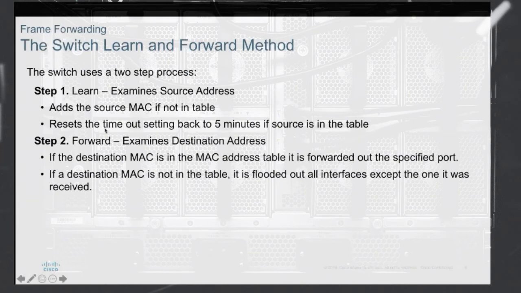In step 2, to examine how it forwards, it again depends upon the destination addresses. If the destination MAC address is in the switch MAC address table, it will forward out to that very specific port number, right? If it is not in the table, what would it do? It would flood out the data frame to all the interfaces except the one it came in on, right?